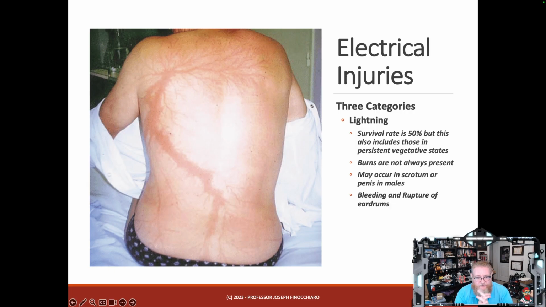So, three categories of electrical injuries. We have lightning. Survival rate is 50%, but this also includes those in persistent vegetative states. So just because you lived through it does not mean that you are going to be at normal function. Burns are not always present and may occur in scrotum or penis in males, bleeding and rupture of eardrums. So there are a variety of places that the burns can occur as a result of the lightning strike.